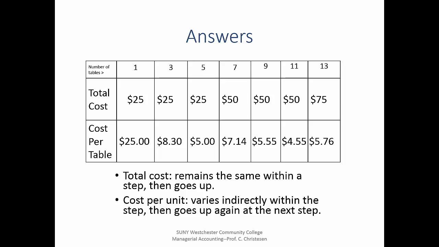Here are the answers. Notice that within a step, the cost per unit goes down. Then it goes back up on the next step and goes back down again as volume increases. Make a note of what happens to total cost and cost per unit.